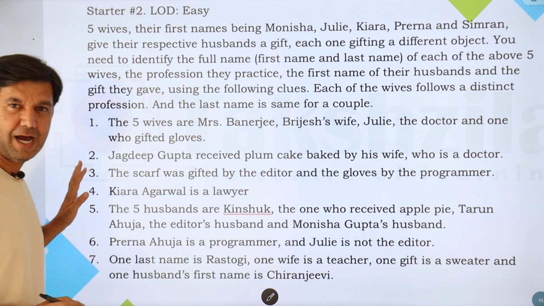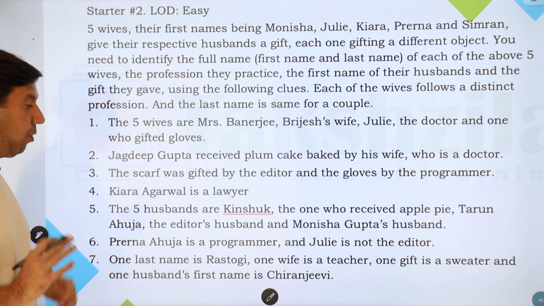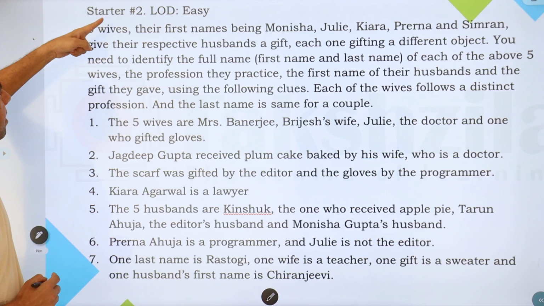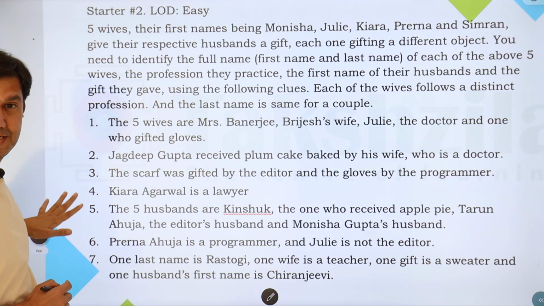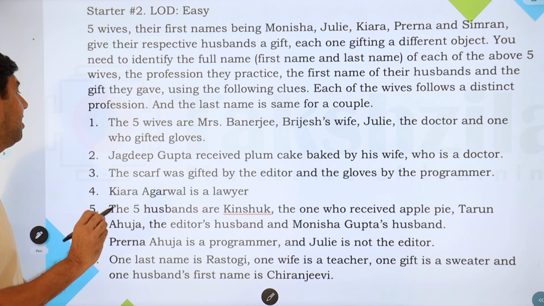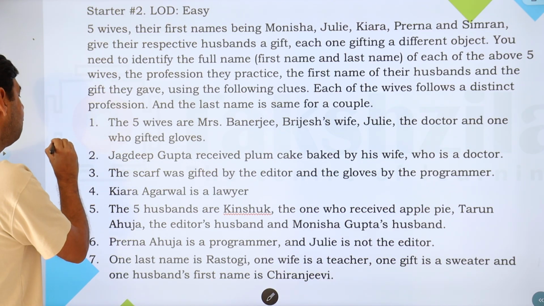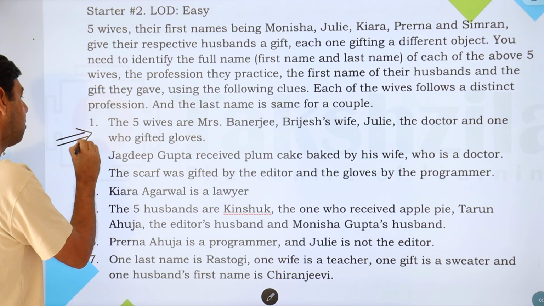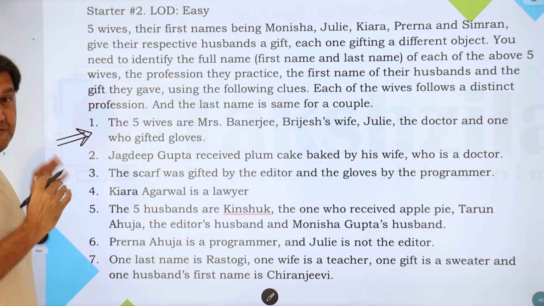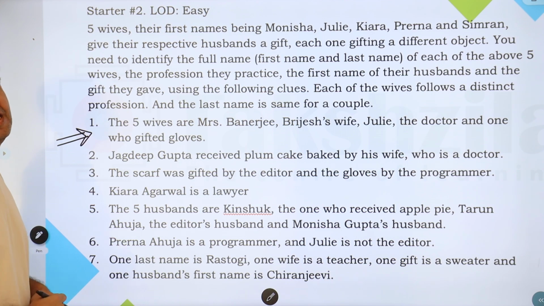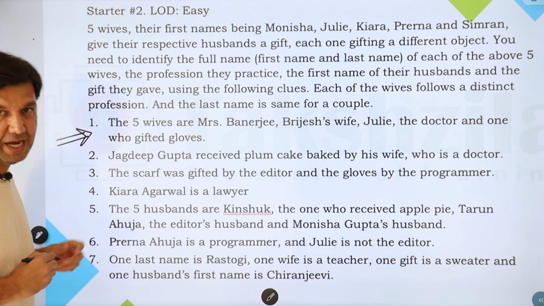So do this set. I'm getting out of the way. Pause it. I again repeat, it's a second starter set. The level of difficulty is easy. You should be able to handle it. The challenge is just how do you handle this clue number 1. There's a wealth of information over here. Give it a good try and only then continue watching this explanation.